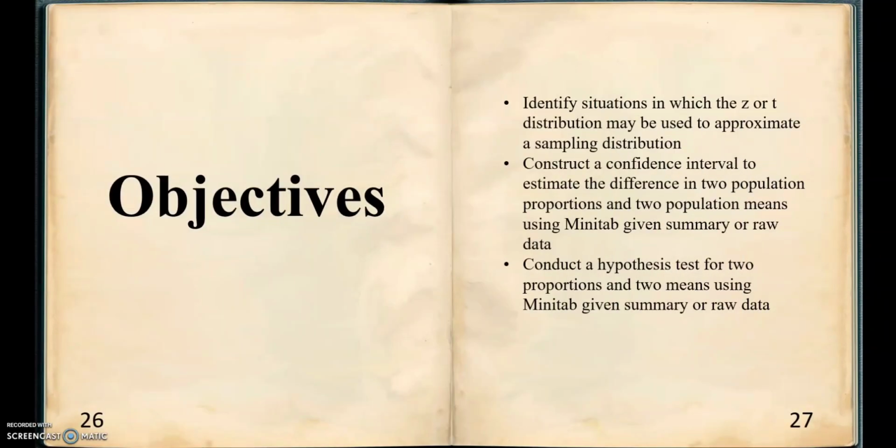In this chapter, the objectives are to identify situations in which the Z or T distribution may be used to approximate a sampling distribution, construct a confidence interval to estimate the difference in two population proportions and two population means using Minitab given summary or raw data. Lastly, conduct a hypothesis test for two proportions and two means using Minitab given summary or raw data.